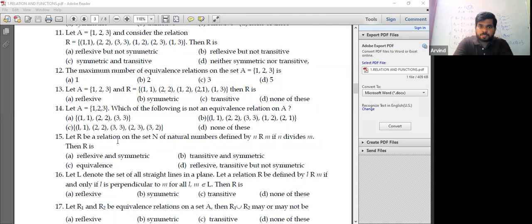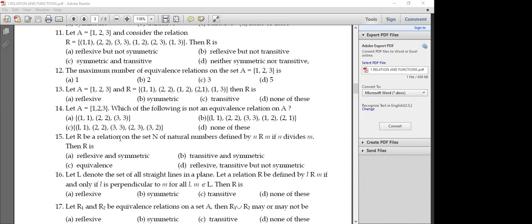Symmetric? Not symmetric. (1,2) is there, (2,1) is okay. But (1,3) is there and (3,1) is not. So not symmetric. Coming to transitive: (1,2), (2,1) gives (1,1), yes. Then (2,1), (1,3) gives (2,3). But (2,3) is not there. None of this, sir.